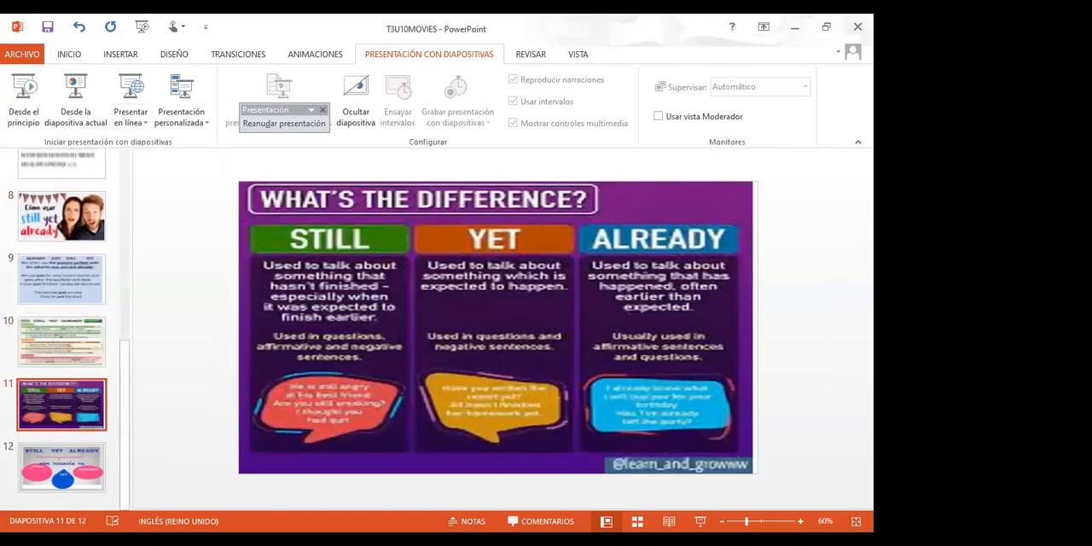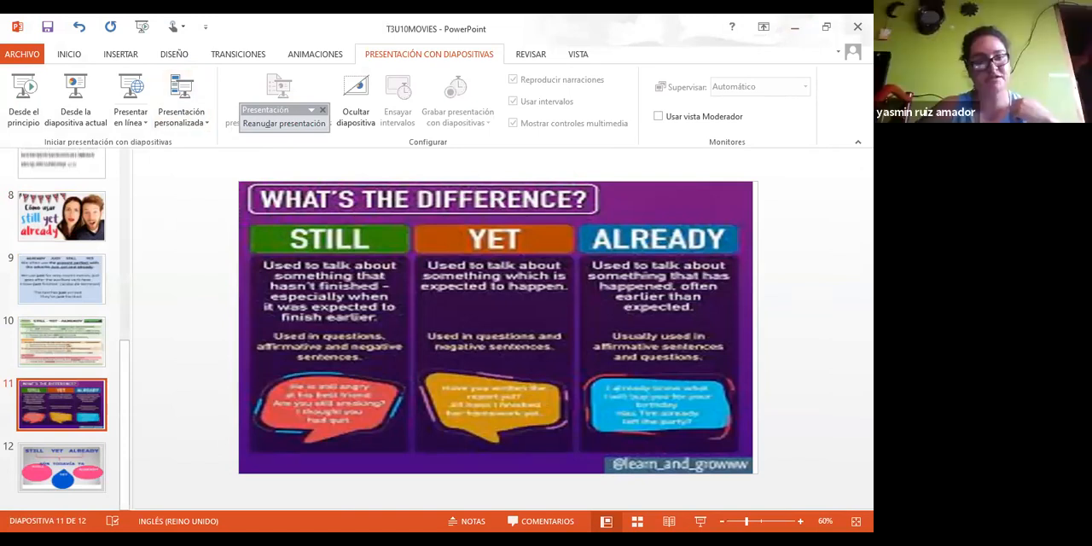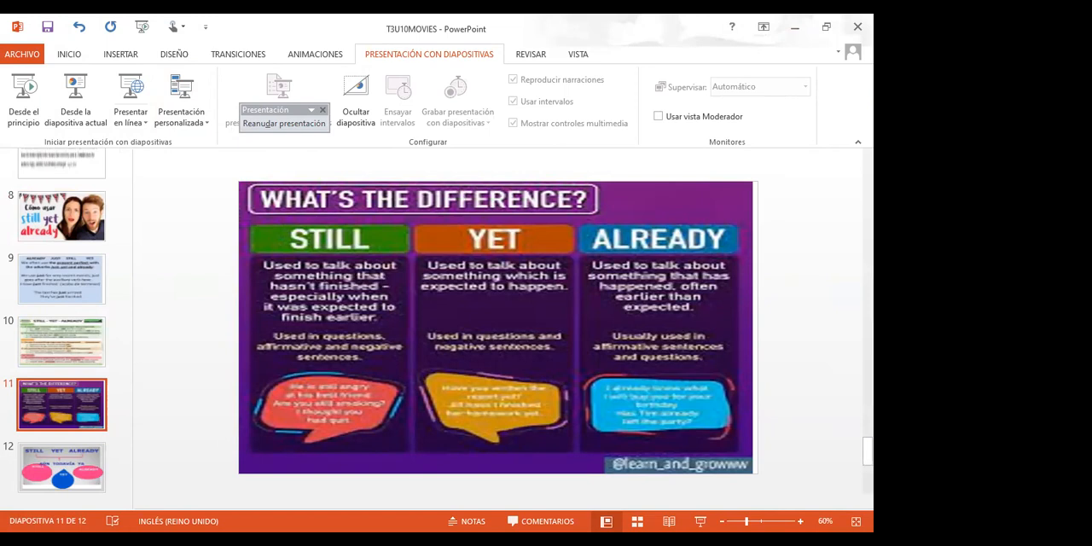Can you see it? Yes, teacher. Still is used in questions, affirmative and negative sentences. Yet is in questions and negative sentences, but not in affirmative, remember. Already is in affirmative sentences or in questions. Did you already finish? That's a question. Have you already finished? Okay.